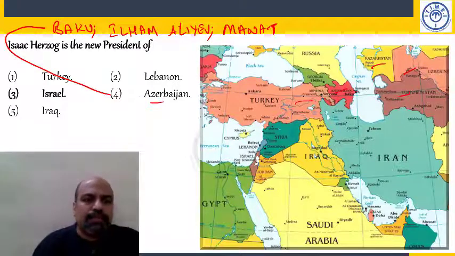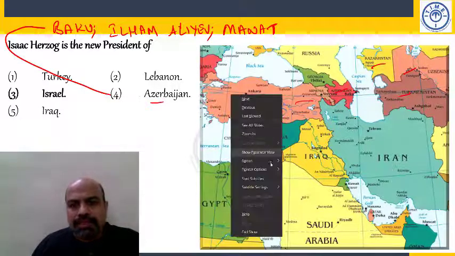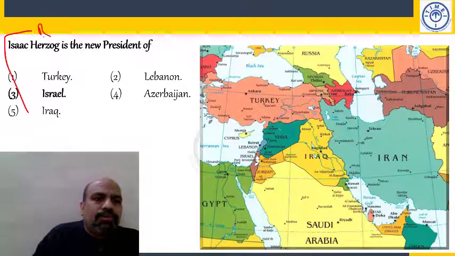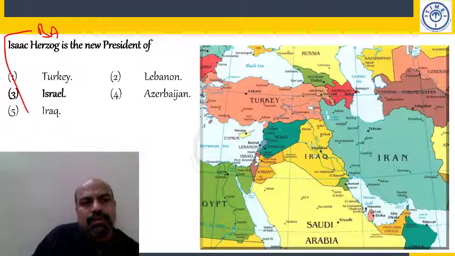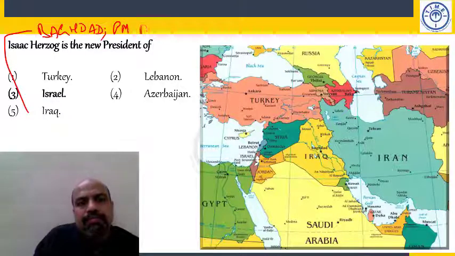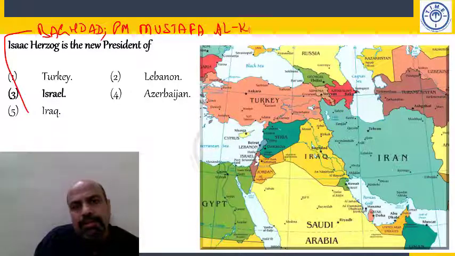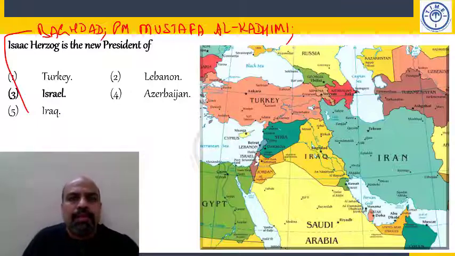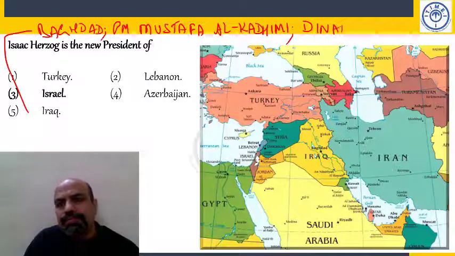Okay. Last one, we can look at Iraq. Pretty large country you can see here. Iraq's capital, you all know, is Baghdad. The prime minister is, so PM, right? PM Mustafa Al-Kadhimi. Mustafa Al-Kadhimi. And the currency is dinar, Iraqi dinar. Enough, yeah.